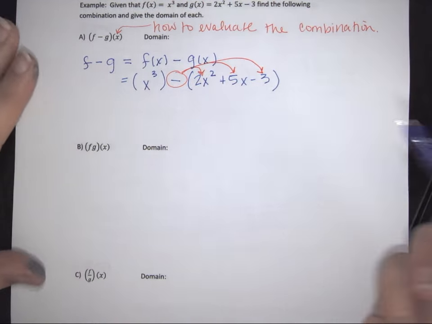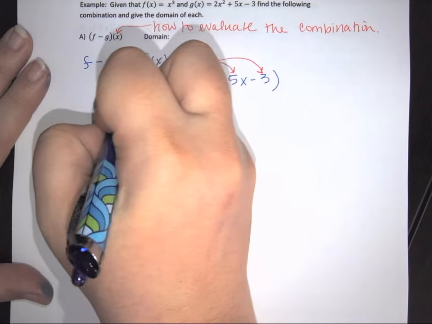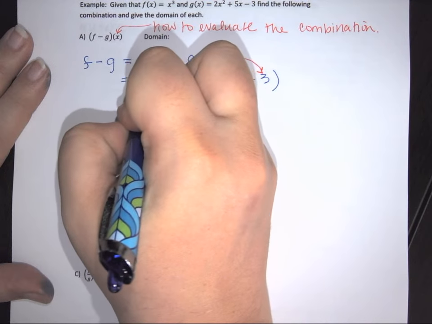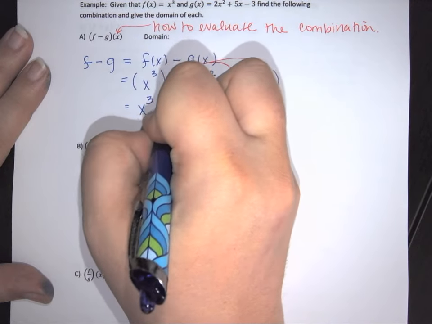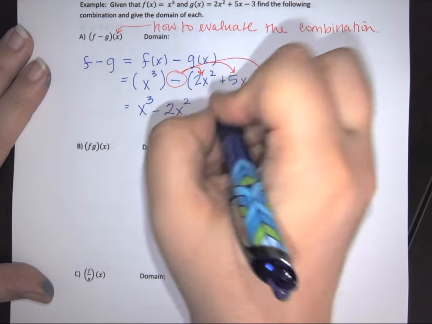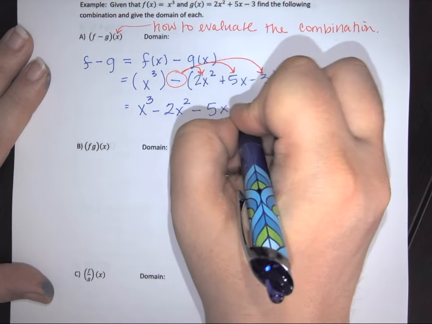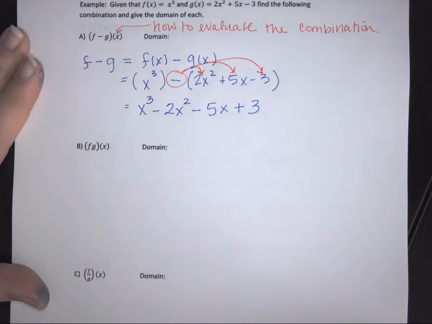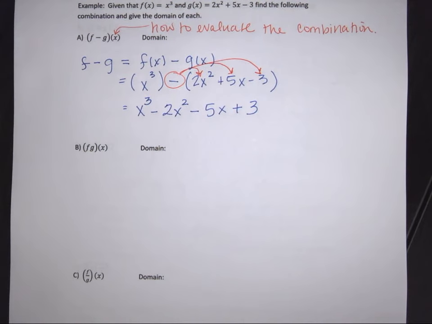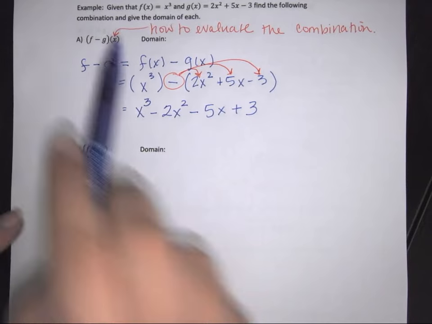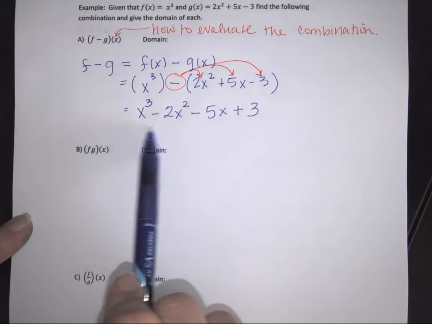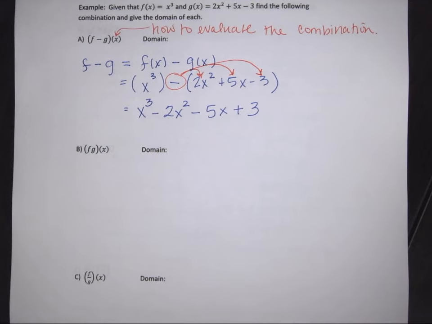In other words, it's going to change the signs. So this is going to become x cubed minus 2x squared minus 5x plus 3. Now since I'm evaluating by x, there is nothing else for me to do here. This is just my answer. Okay. Now the other piece of it was finding the domain.